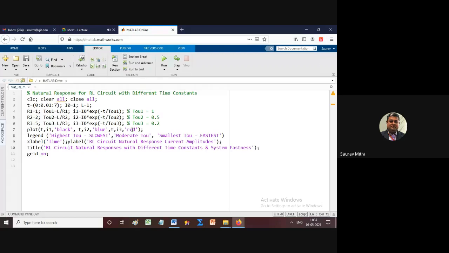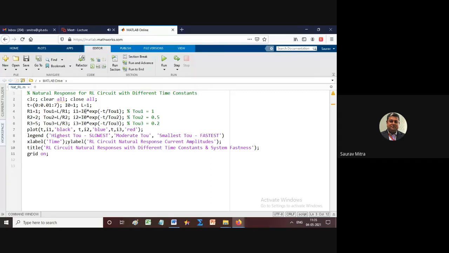So you can say I3 is given by red. Red means smallest time constant, that means it will be fastest falling. Here I3 is red, it is the smallest time constant. So I2 is medium, I2 is given by blue, and I1 is given by black.